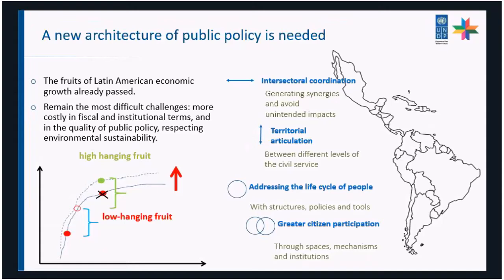Third, much more of a focus on the life cycle of people, starting with infant care and malnutrition, and then focusing on keeping kids in school, preventing all sorts of issues during the first few years of labor force participation, and then also thinking about the later years, non-contributory pensions and social protection along the life cycle. Finally, there's been a lot more citizen participation in our countries.